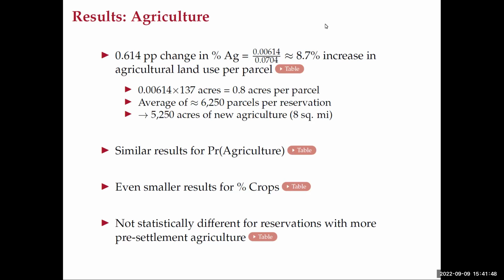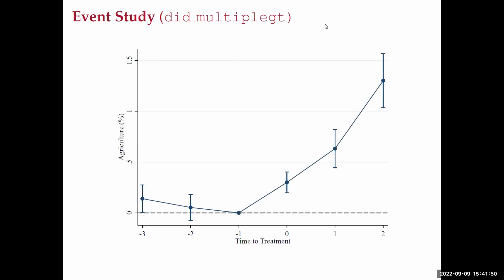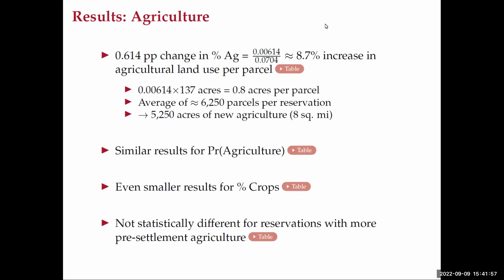So what we see is on average, and on average is basically some average of these 3 point estimates, right? On average is a 0.614 percentage point change in agriculture. Given that agriculture on reservation is about 7% of land use, this represents almost a 9% increase in the agricultural land use per parcel.